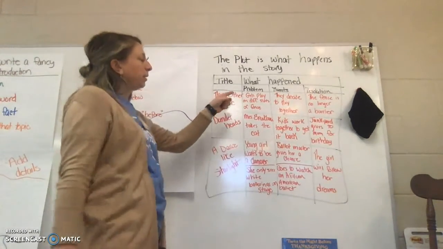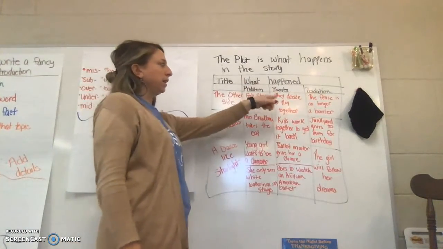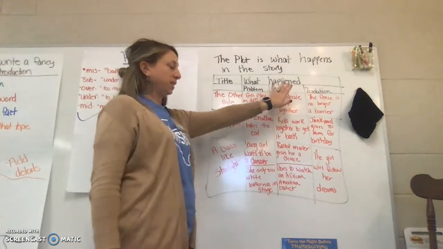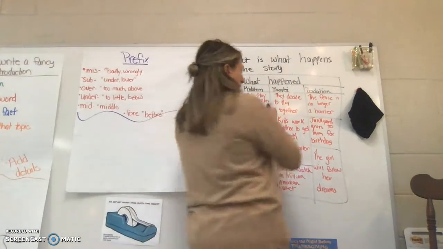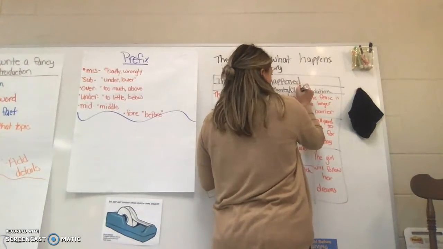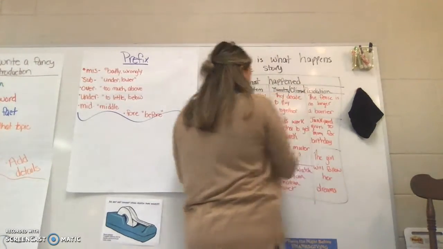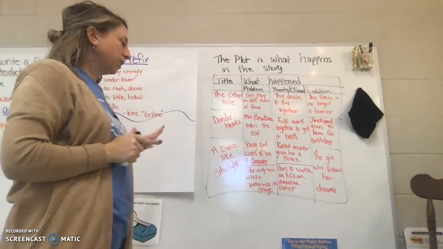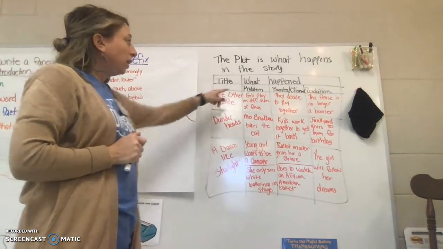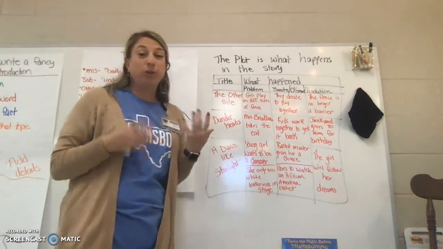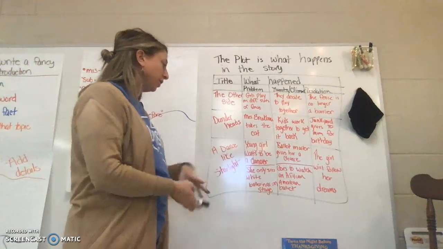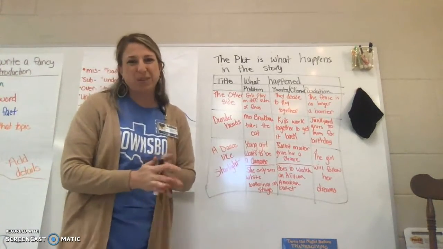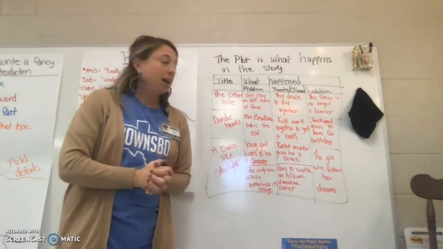So on our chart here, we kind of talked about the problem, the events, the resolution, which the events would also be the climax. So let's think about the story we just finished reading, A Dance Like Starlight. The problem was there's a young girl who wants to really be a dancer, but she only sees white ballerinas.